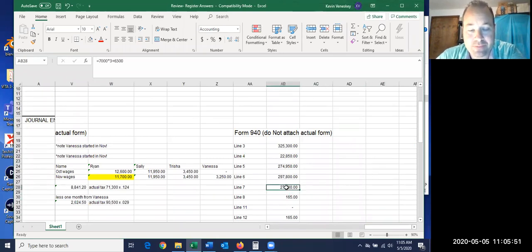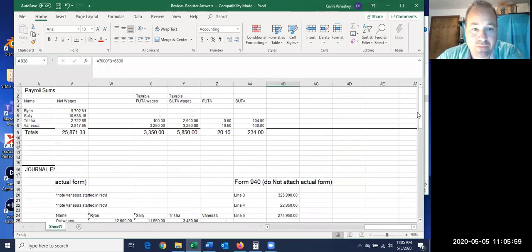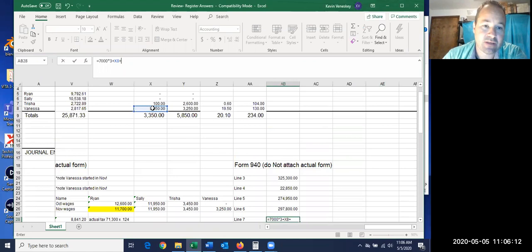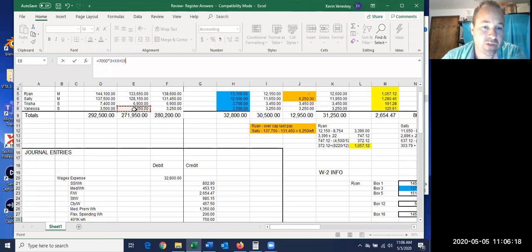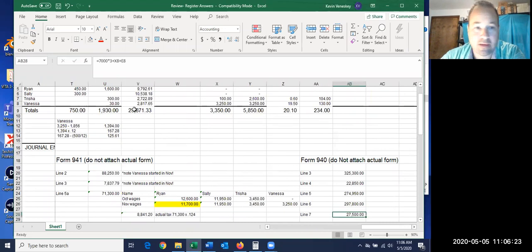For line 7, what I did is I knew that 3 of the employees hit the cap. Ryan, Sally, and Trisha hit the cap in December. So all 3 of them hit 7,000. And then I just added in her taxable wages, plus her prior taxable wages for federal, the $3,250. So that would have been for our final employee who didn't quite reach the 7,000 threshold.